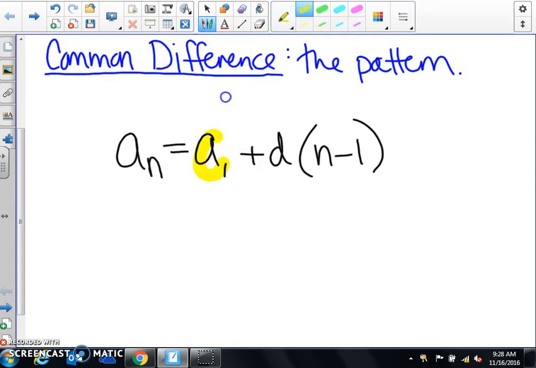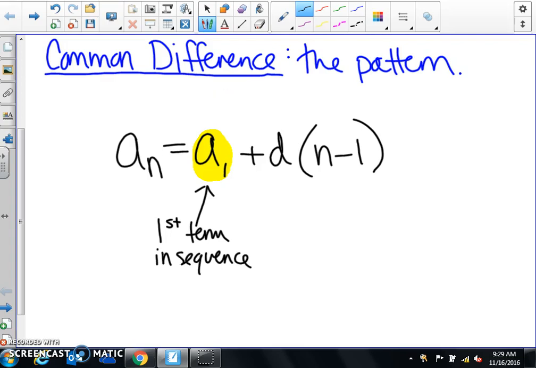Let's just take this one right here, a sub 1. A sub 1 is just the first term in the sequence. And then the d over here is going to be our common difference. Okay, so we're going to be using all of this here in a minute. Let's go ahead and jump to some examples.